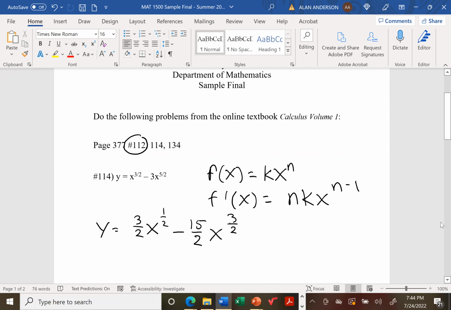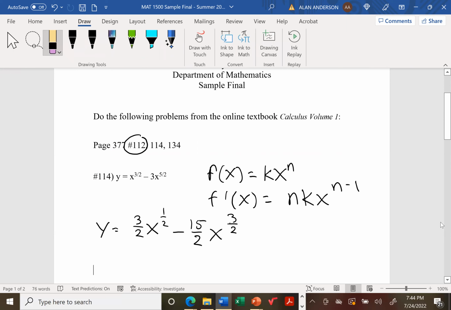Oh, geez. Okay, so I wrote y. It's supposed to be f prime of x. There we go. So in other words, if f of x equals x to the 3 halves minus 3x to the 5 halves, based on the power rule, this would be your first derivative.